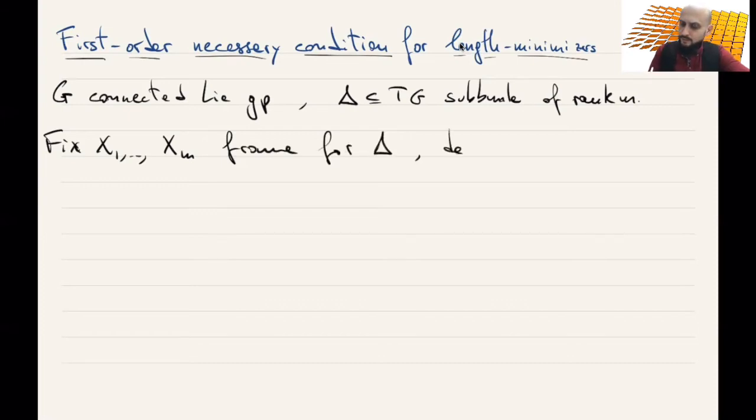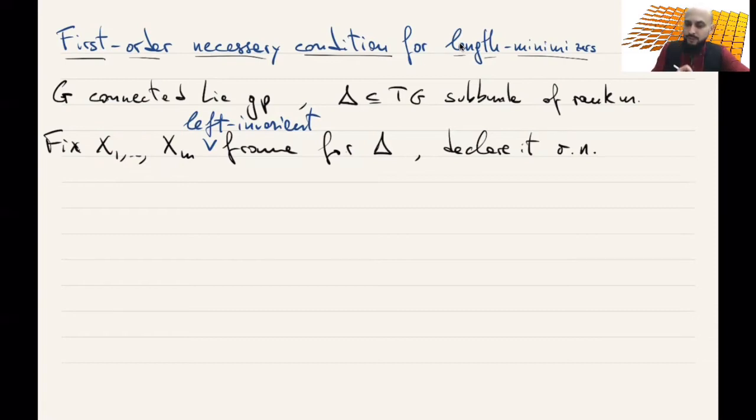and we declare it orthonormal. In other words, we are taking these vectors to be left invariant and orthonormal. So therefore we have a left invariant scalar product on delta.